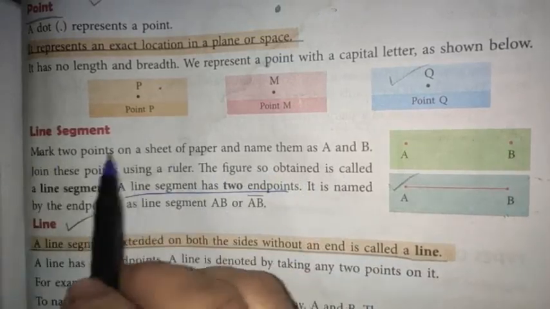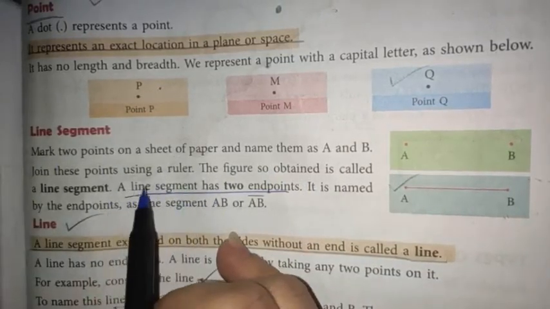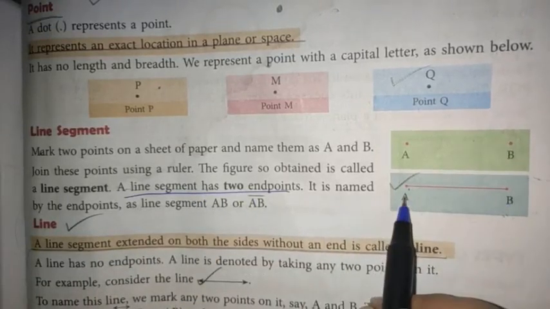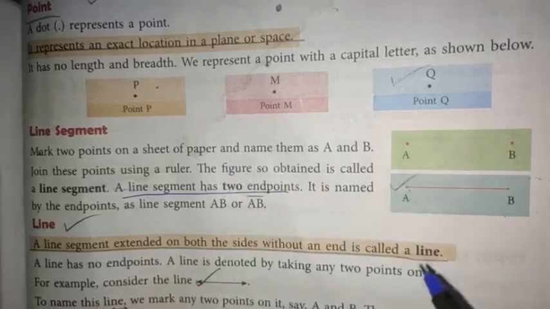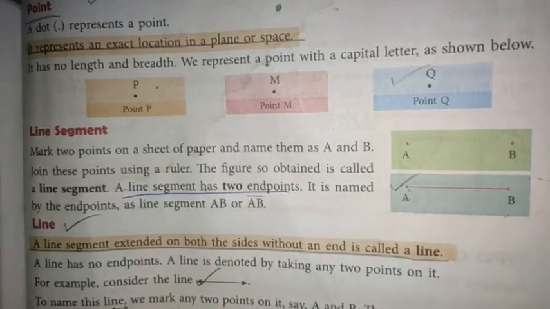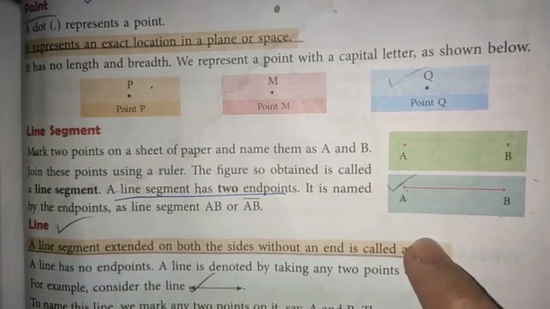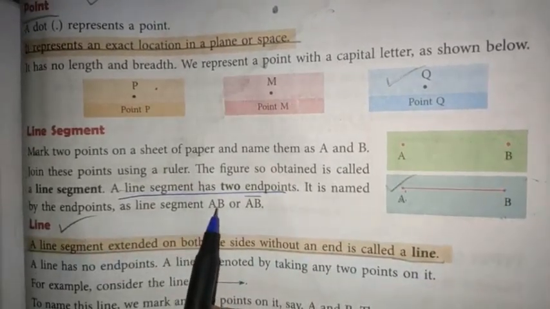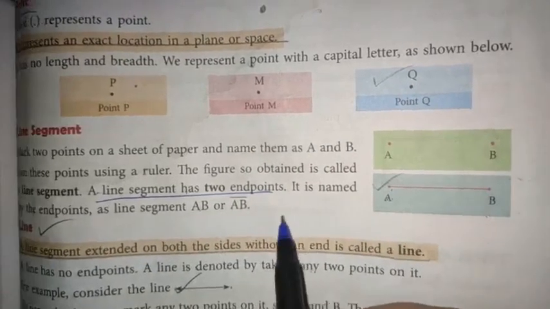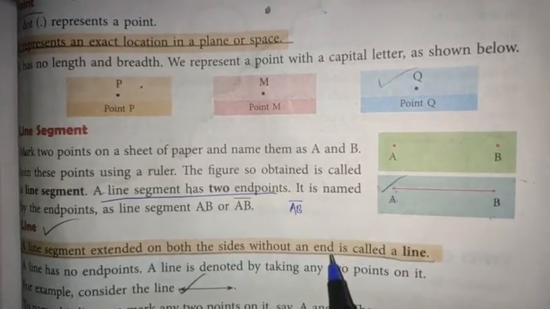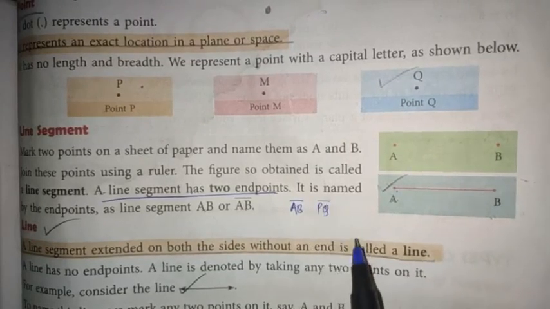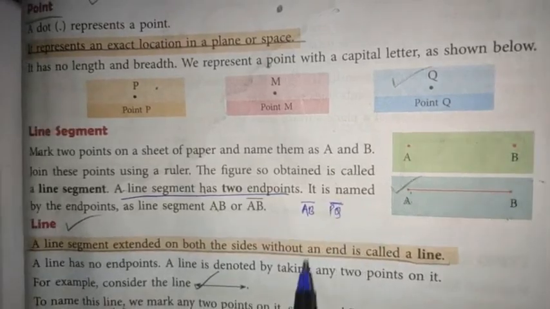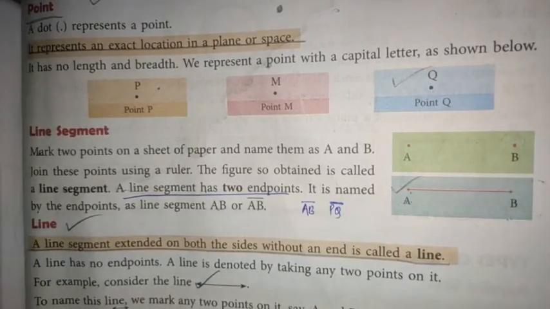The thing which I have told you is simply explained over here also. A line segment has two endpoints. Just see, point A and point B. Any name you can give, as I mentioned in the first part, that is P, Q, R, S, whatever. It is named by the endpoints as line segment AB, or you may give A, B dash, or P, Q dash. This is the sign for line segment, so this indicates that you have drawn a line segment.